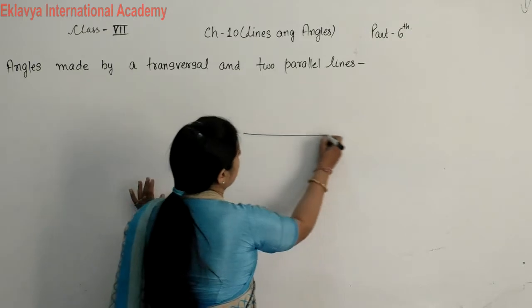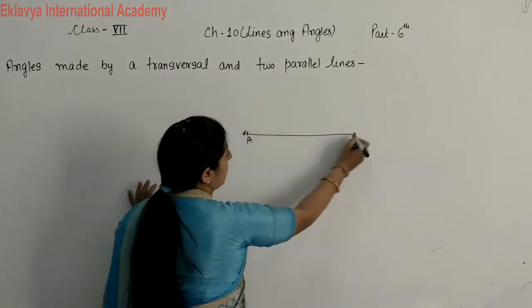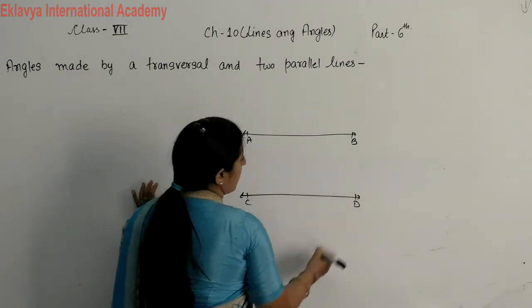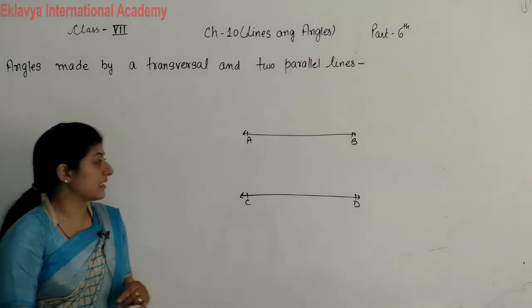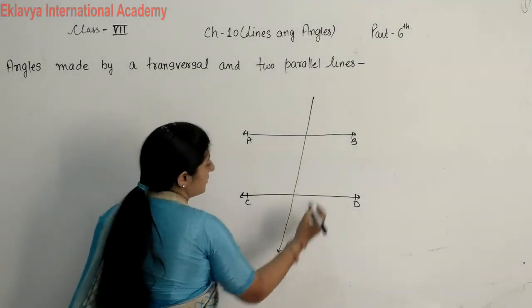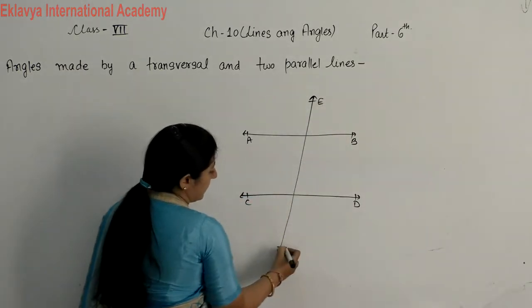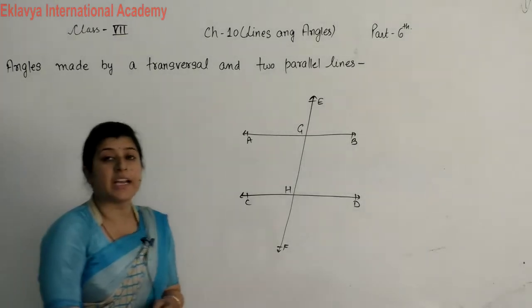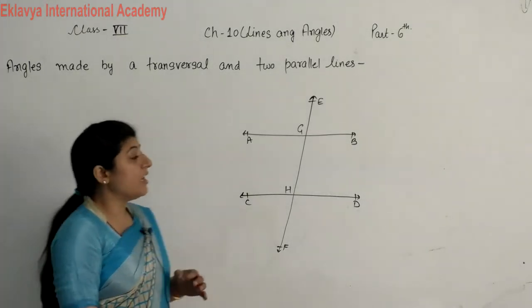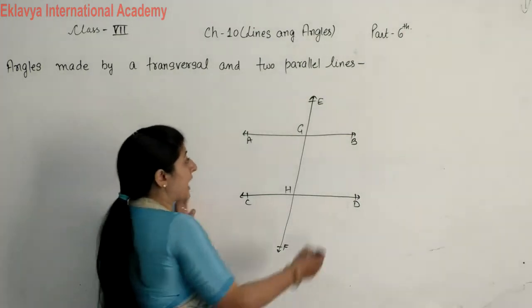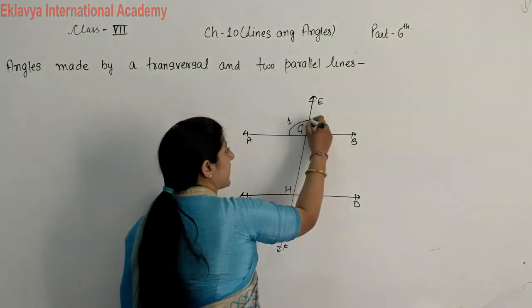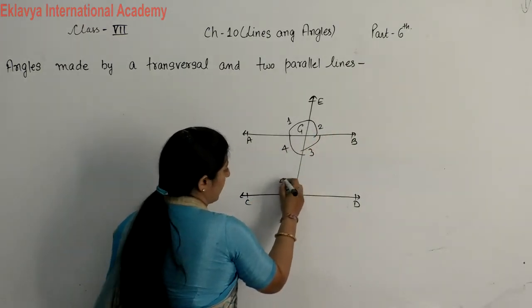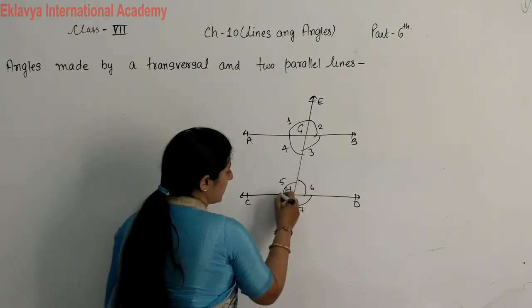We are taking any two parallel lines, AB and CD, are two parallel lines. There is one transversal EF which intersects AB and CD at points G and H respectively. Now see, we know that it divides into 8 angles: 1, 2, 3, 4, 5, 6, 7, 8.